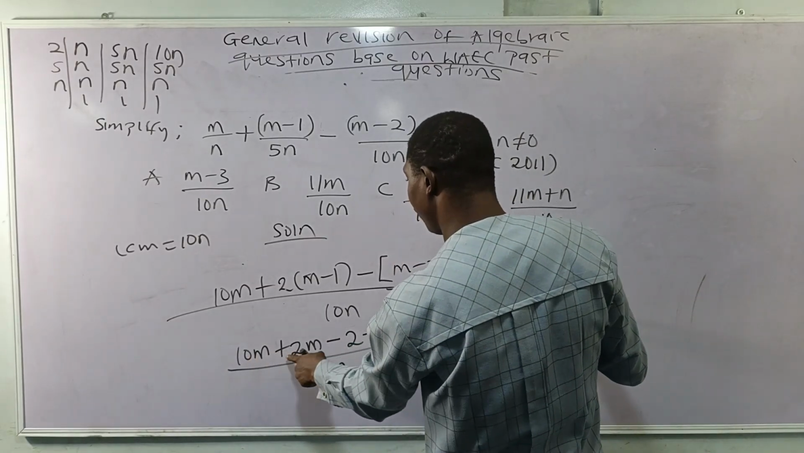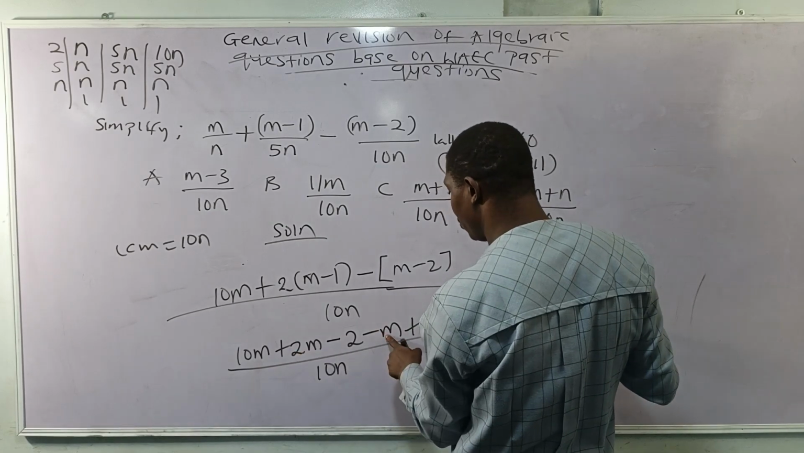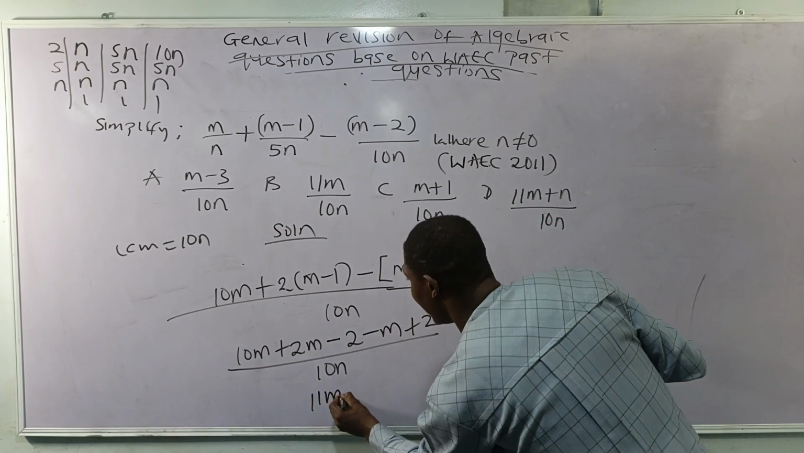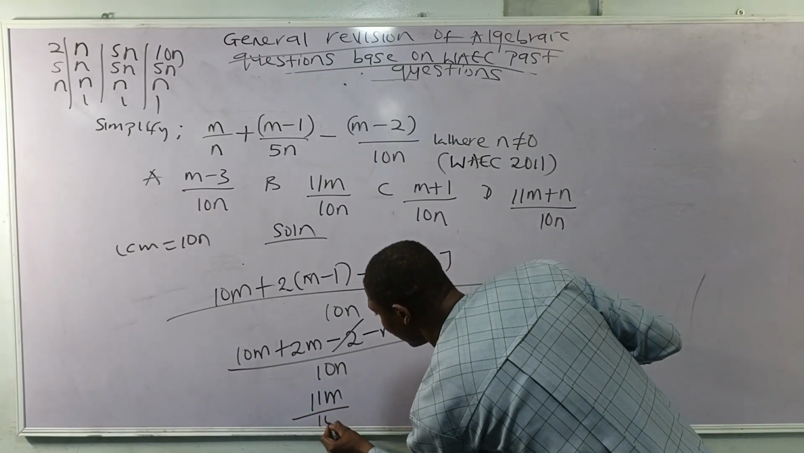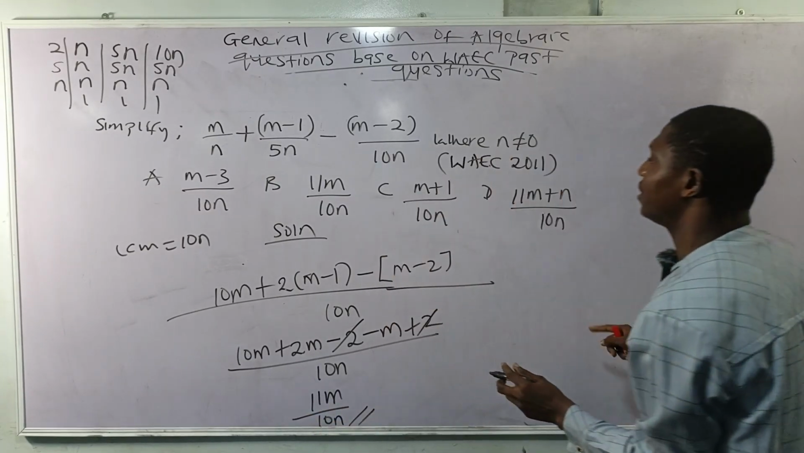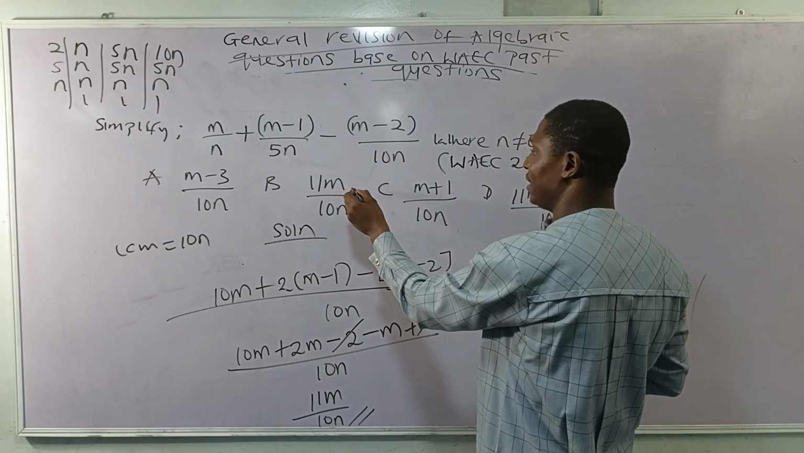Now, 10m plus 2m will give me 12m. 12m minus m will give me what? 11m. And you see minus 2 plus 2 cancel out, all over 10n. And this is my answer, which corresponds with what? B, 11m over 10n.